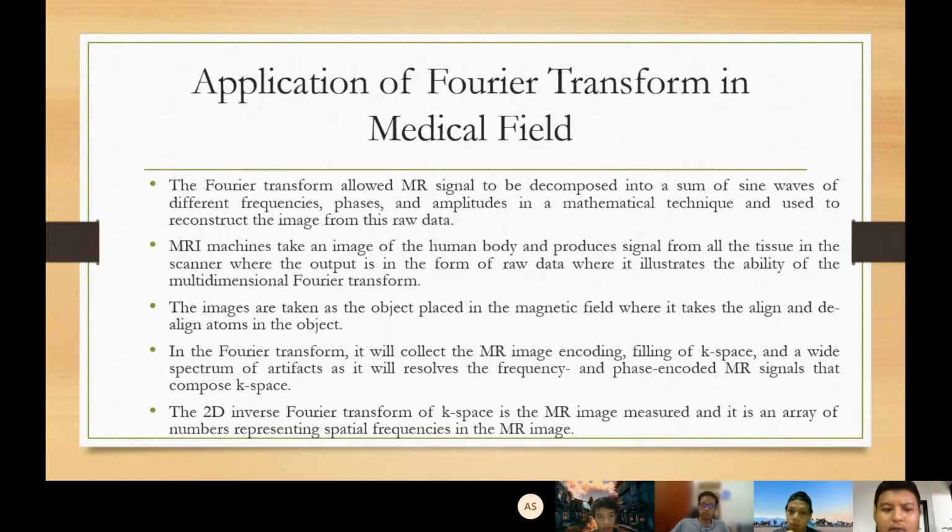In the Fourier transform, it will collect the MR image encoding, filling of K-space and a wide spectrum of artifacts, as it will resolve the frequency and the encoded MR signal that compose K-space. The 2D inverse Fourier transform of K-space is the measured MR image, and it is an array of numbers representing spatial frequency in the MR image.